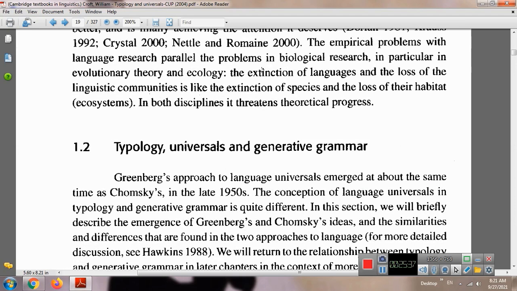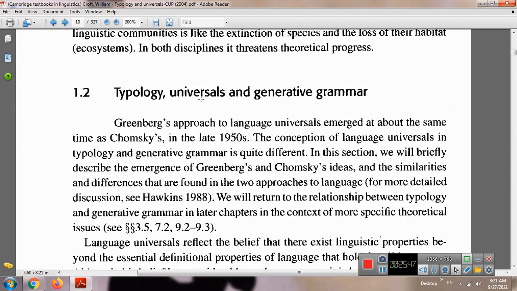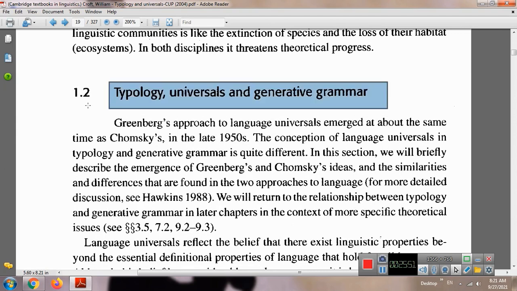Here we will read more about typology, universals, and generative grammar in detail. Typology, universals, and generative grammar. Here in this section, we give you more details about these terms.